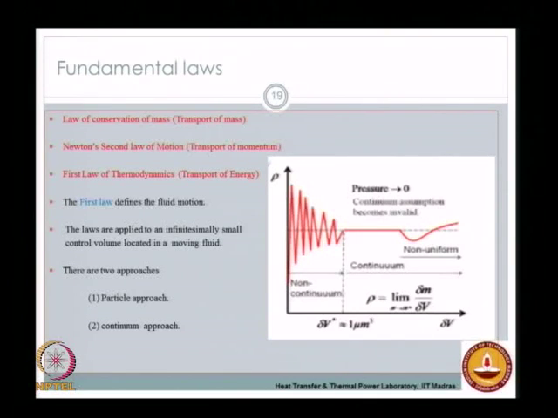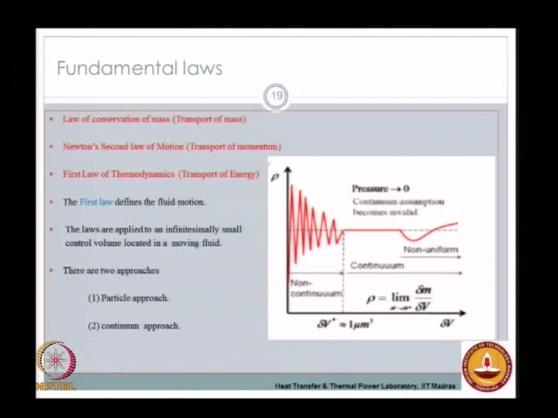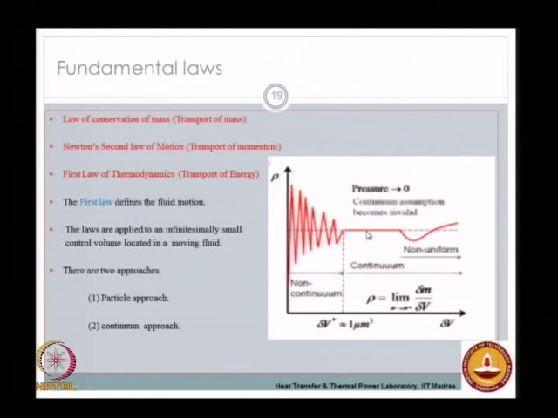And how we define continuum here is that if you define density as mass by volume, and then you plot this ratio for different volumes of the control volume, that is, for different delta V, different control volume sizes, below a certain volume, which is approximately about 1 micron cube, you find the plot of density looks very distorted. You can see a lot of fluctuations in the value of density below this critical volume. And if you use volumes which are larger than this critical volume, and you calculate the mass divided by the volume, you find this becomes more or less a constant.